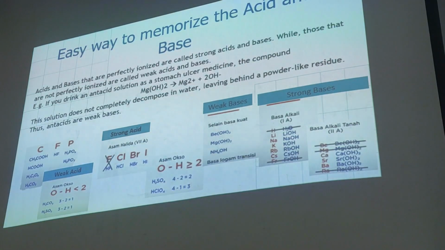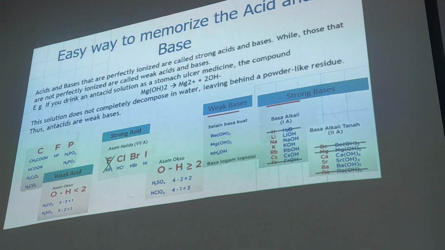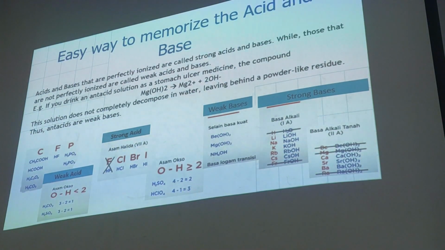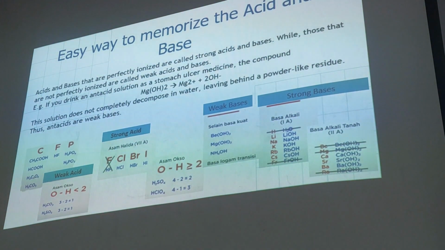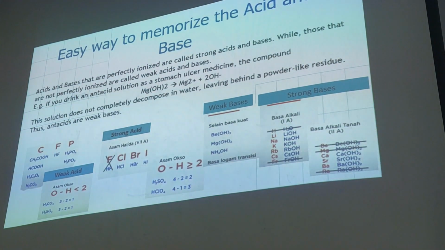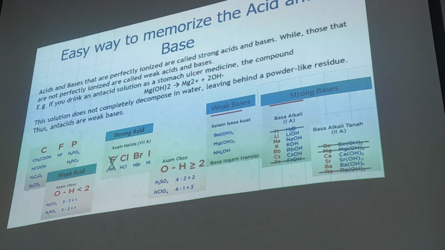For example, if you drink an antacid solution as a stomach ulcer medicine, do you have an ulcer? Is there anyone that has an ulcer in here? Ulcer, you know ulcer? Sakit maag.